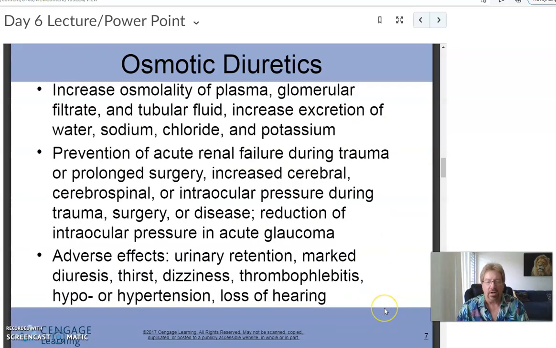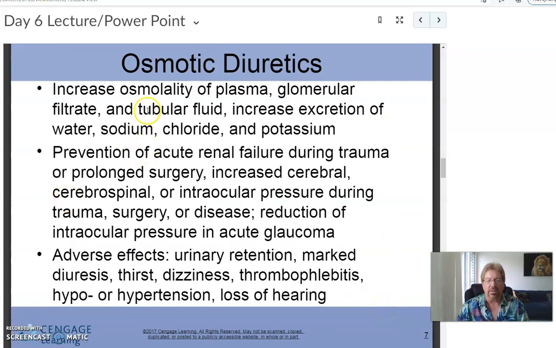Osmotic diuretics increase osmolality of plasma, glomerular filtrate, and tubular fluid, and increase excretion of water, sodium, chloride, and potassium. Uses: prevention of acute renal failure during trauma or prolonged surgery, reduction of cerebral spinal fluid and intraocular pressure during surgery or disease, and reduction of intraocular pressure in acute glaucoma. Adverse effects: urinary retention, marked diuresis, thirst, dizziness, thrombophlebitis, hypo or hypertension, loss of hearing.